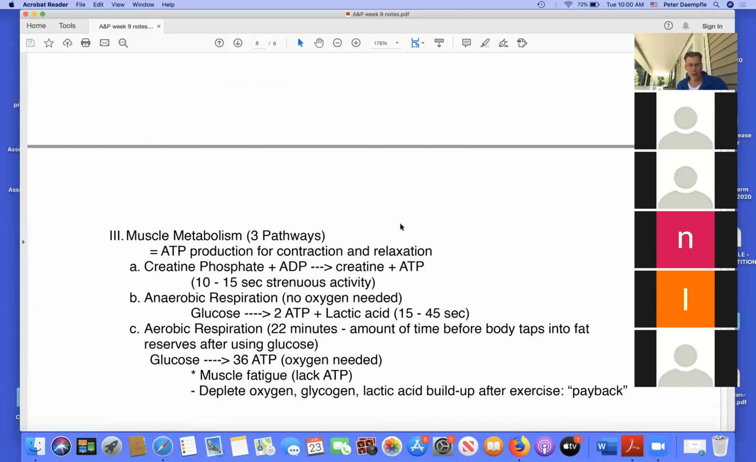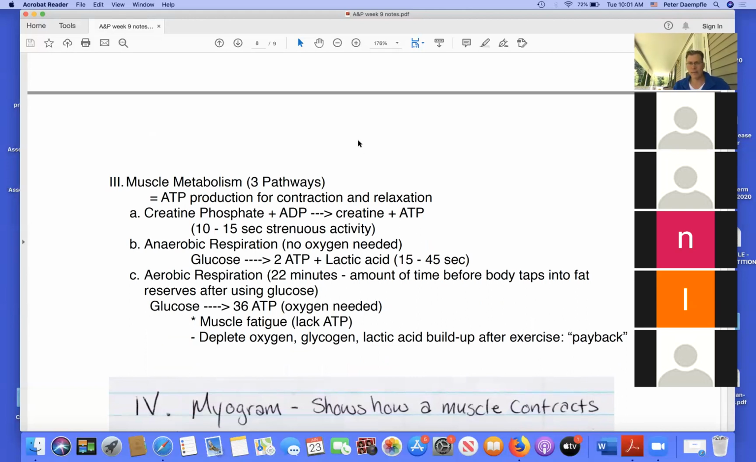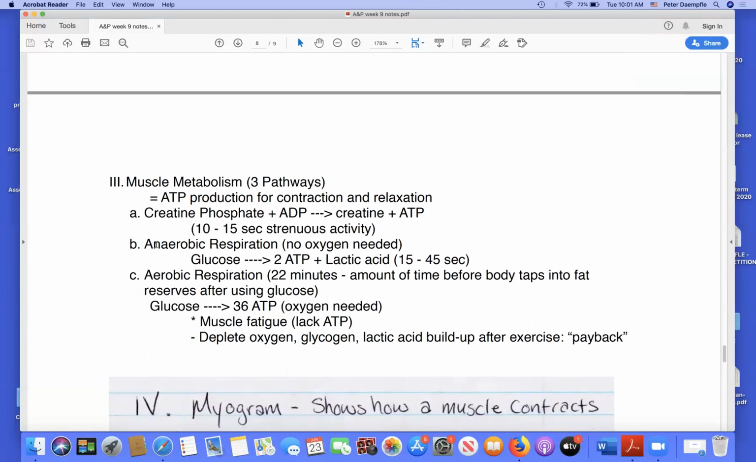contraction. And when all these things happen, there's a lot of metabolism happening, right? You've got 3 steps in getting the energy out to make a muscle move: a creatine phosphate process, an anaerobic respiration process, and an aerobic respiration process. Let's go over these 3. Creatine phosphate gives you energy for the first 10 to 15 seconds of an activity. It's like instant phosphate energy.